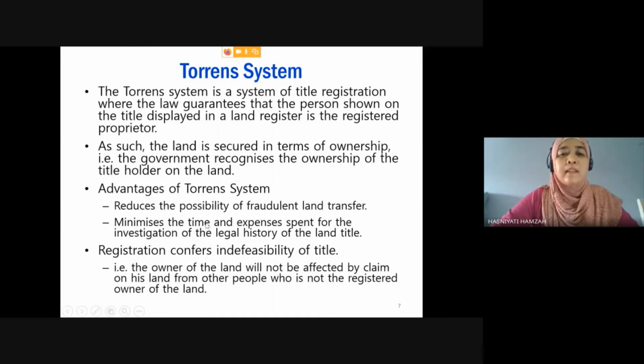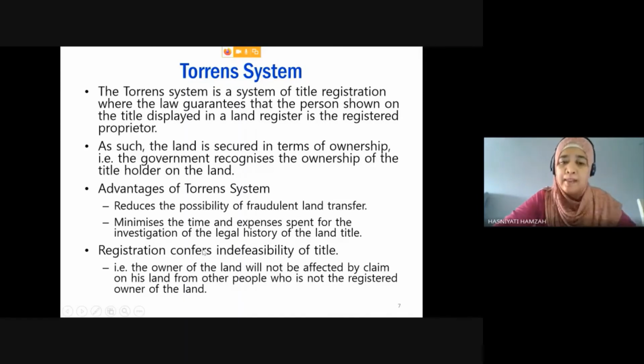Second one minimizes the time and expenses spent for the investigation. And this one is the main disadvantage of the deed system, of the title recording system just now. You don't have to spend time, spend money to investigate the legal history of the land title anymore. You don't have to look at the chain of ownership anymore. No need, because whatever is on the title is the title. It's enough.